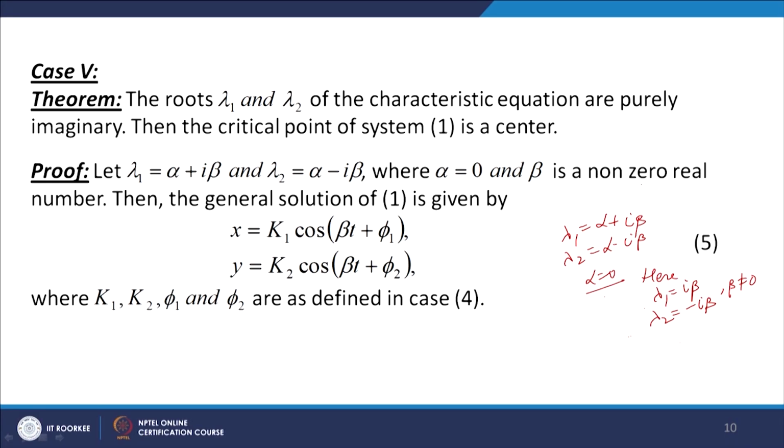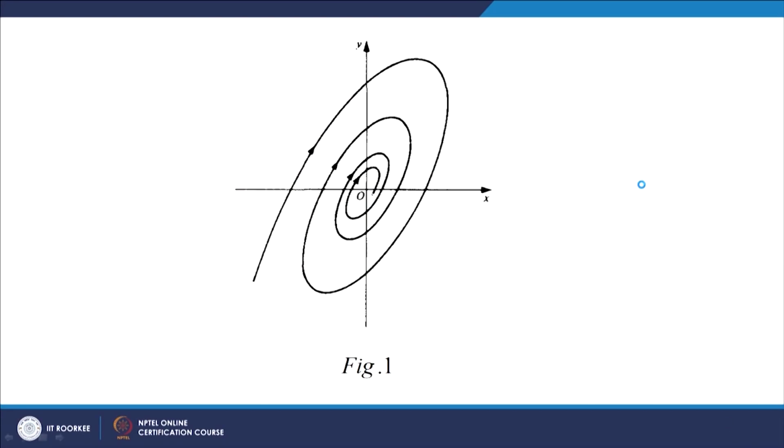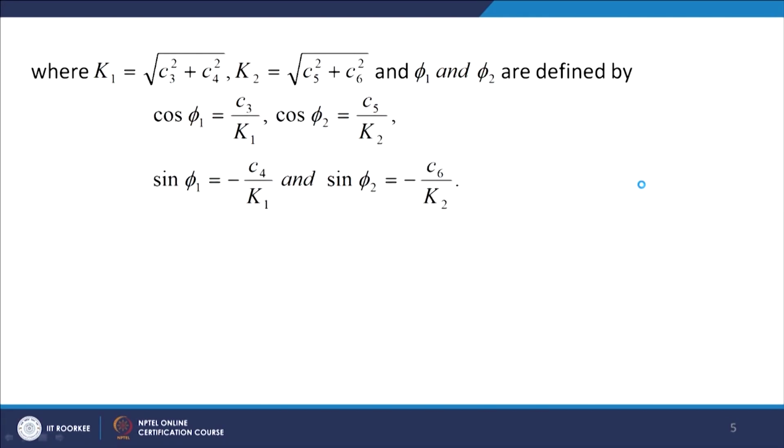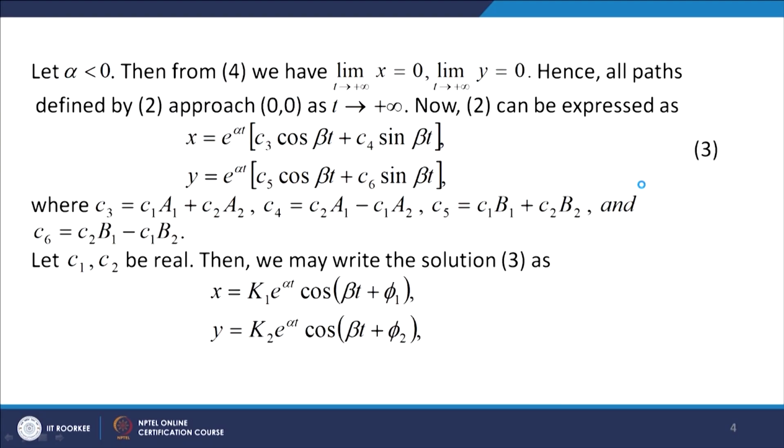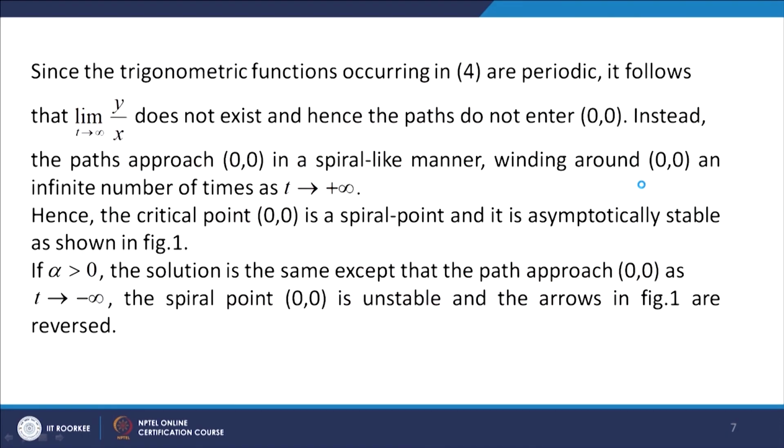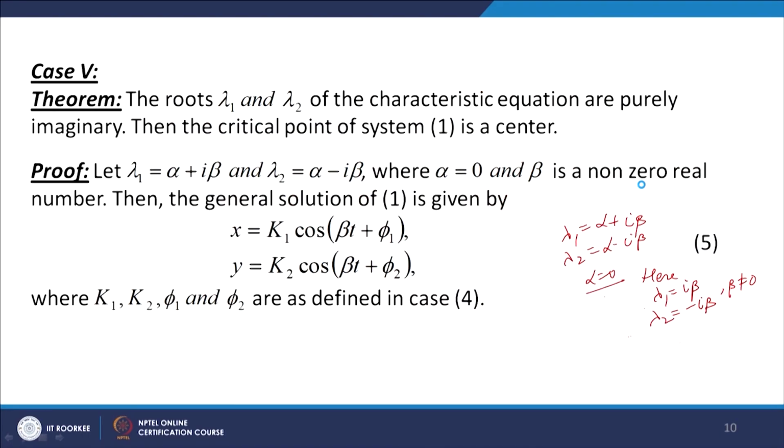Then the general solution of system 1, if you go to the previous case, this is the final form of the solution: x equals k1 e^(alpha t) cos(beta t + phi 1), y equals k2 e^(alpha t) cos(beta t + phi 2). So in case 5, since alpha is 0, x will be k1 cos(beta t + phi 1) and y will be k2 cos(beta t + phi 2), where k1, k2, phi 1, phi 2 are as defined in case 4.